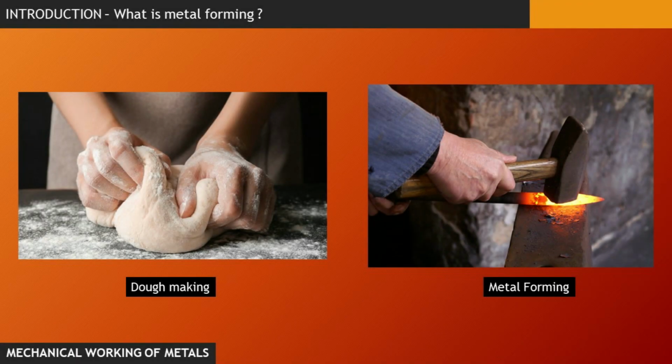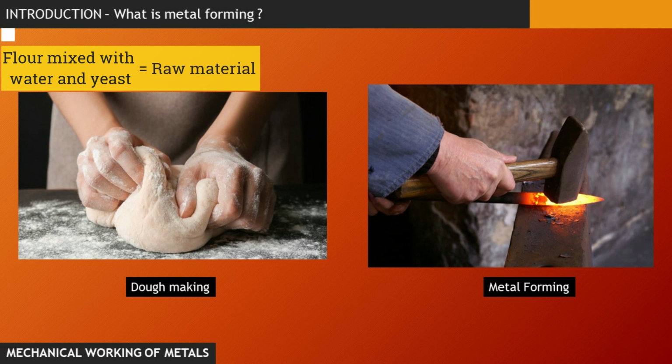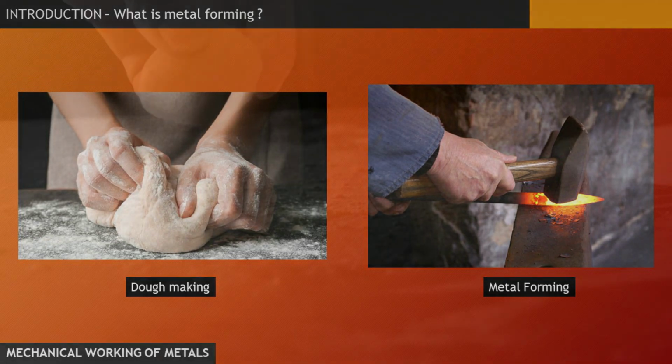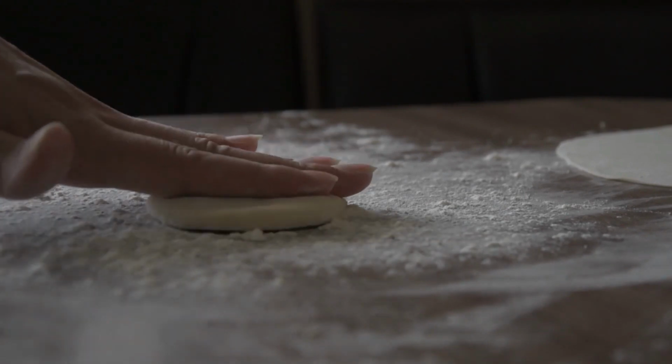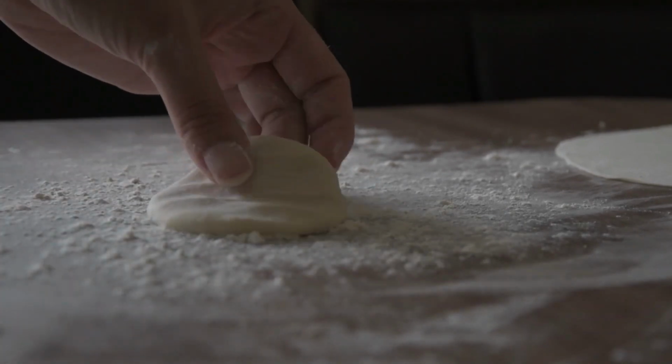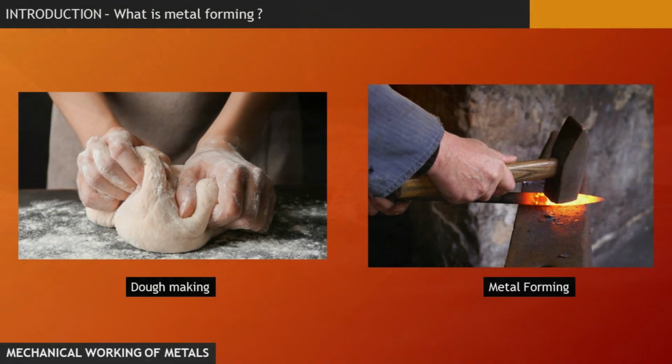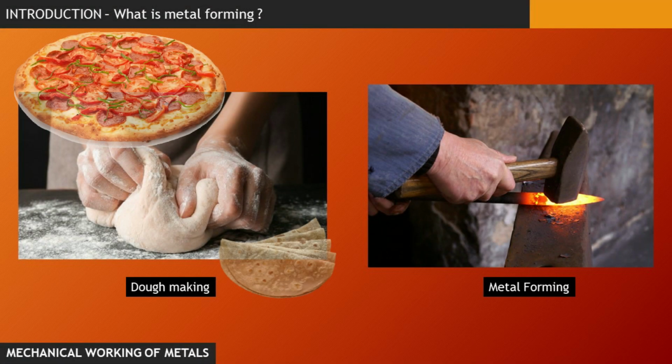Metal forming process or mechanical working of metals can be simply understood by a very familiar process of dough making. In case of dough making, we have raw material as flour mixed with water and sometimes yeast. We can make this dough into any desired shape by applying load using hand or any other equipment. We can use this same dough for making pizzas or rotis and chapatis.